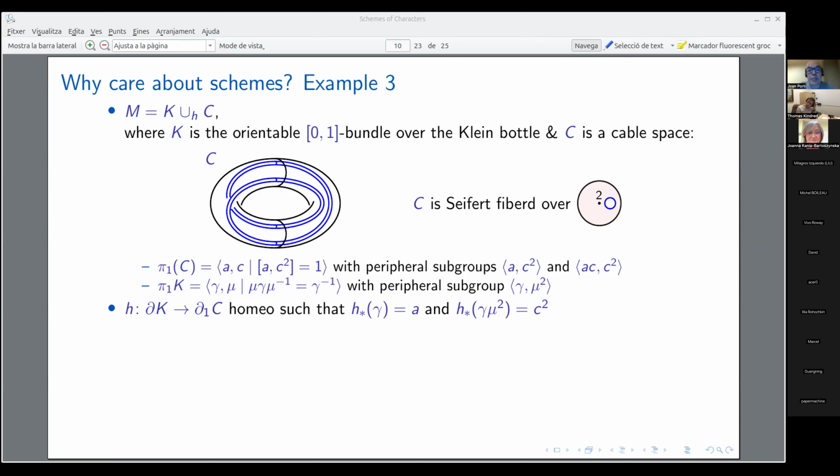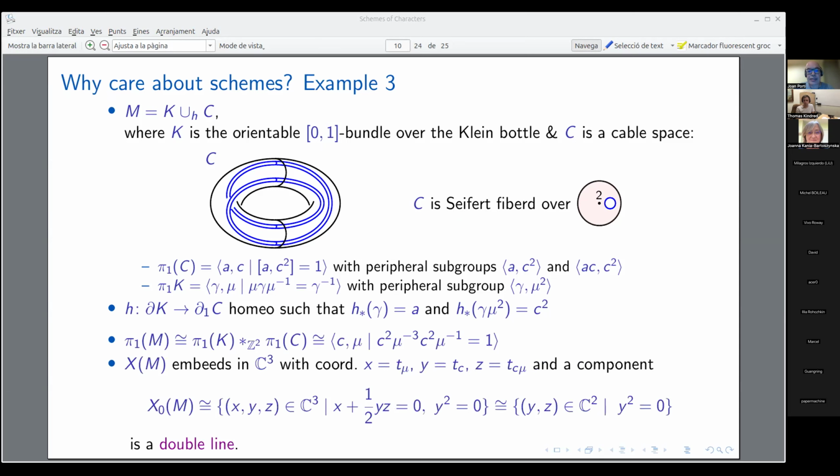We map gamma to A. So gamma is this element here, and gamma times mu squared goes to the generic fiber. Why this one? Because we found this example somewhere else; this example was also considered to find essential surfaces not detected, and so on. Okay, so I will say something about this. We didn't invent this example. We just copied it from somebody else.